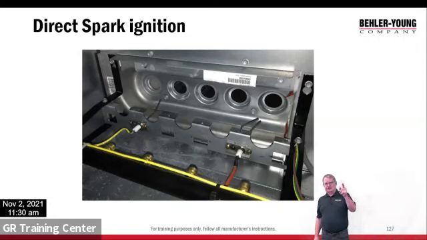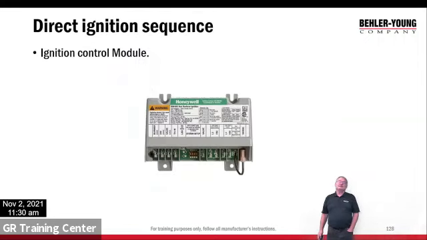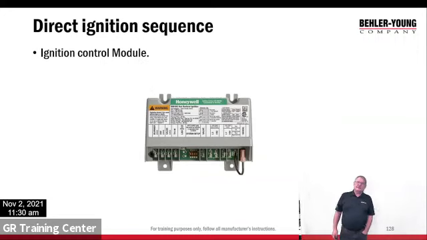And then we'd have to carry a voltage through the flame to ground. So we've proved all the burners lit. And now we send that signal back to the controller that says, yes, we have a flame. Go ahead and light. Now, then we get into the direct ignition.